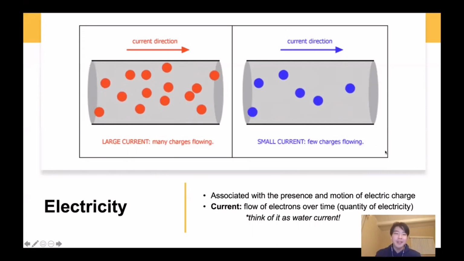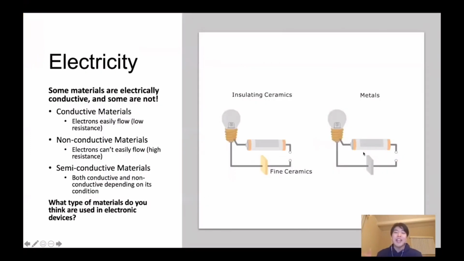Now, electricity doesn't happen all the time. Some materials are able to let charges flow. Some materials do not. Conductive materials, when we say conductive materials, that means electrons are able to flow with low resistance, meaning they don't get resisted a lot. So it means it flows freely. Non-conductive materials, we call them insulators, like rubber.